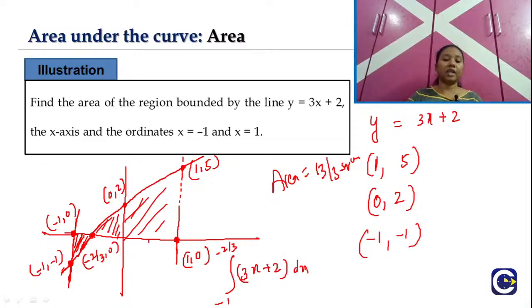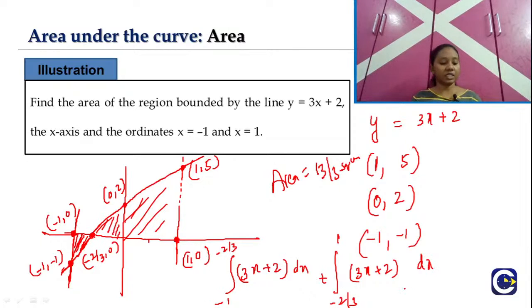And this is the area of the smallest triangle here. And this one goes from x equals -2/3 to 1. Right, and what is the curve? Same equation, so integral of 3x plus 2 dx. If we do the integration, you'll get the same result as by finding the area of the triangle. You can give it a try, and if you have doubts, you can let me know.